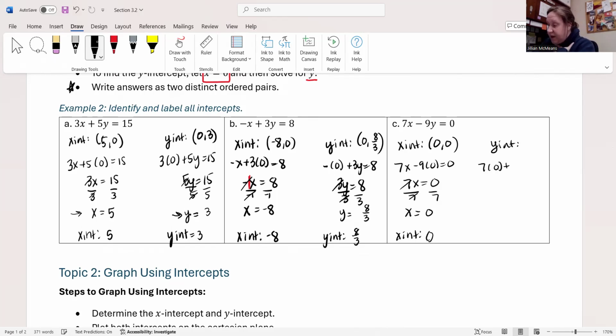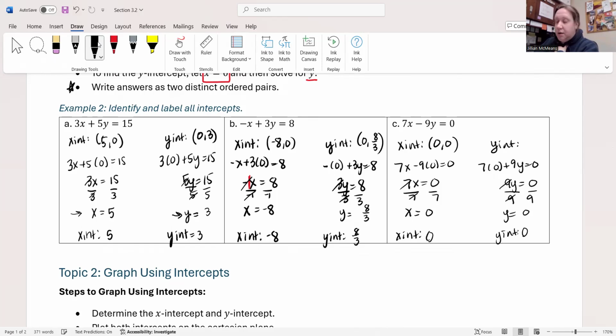So I get 7 times 0 plus 9y equals 0. Well, 7 times 0 is 0. 0 plus 9y is 9y, and 9y equals 0. So again, if you have a product equaling 0, one of the factors has to be 0. 9's not 0, so that means y has to be 0. And if we want to prove it to ourselves, we undo the multiplication of 9 and y, so we divide both sides by 9. 9 divided by 9 is 1. 1 times y is y. 0 divided by 9 is 0. So the y-intercept is also 0.